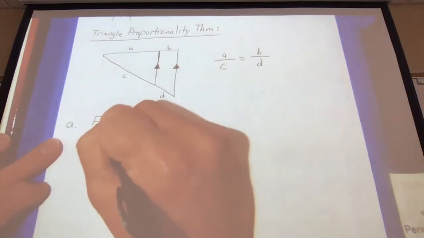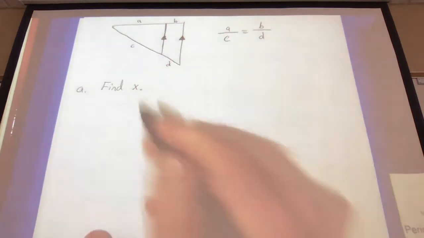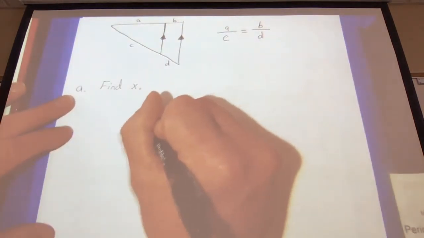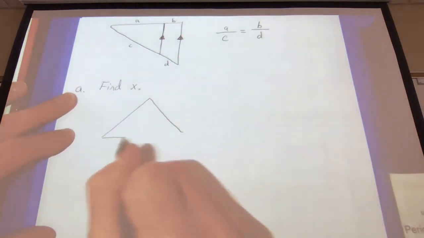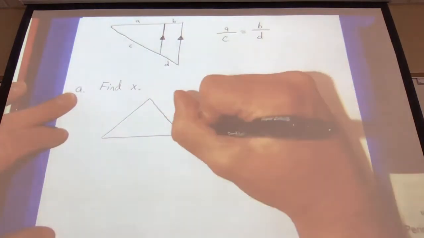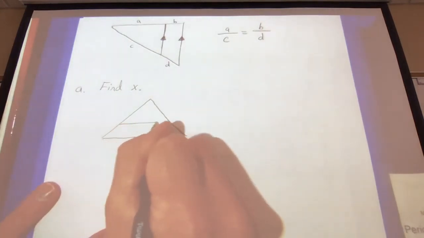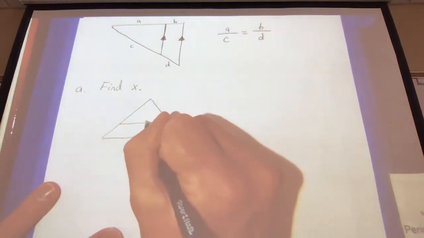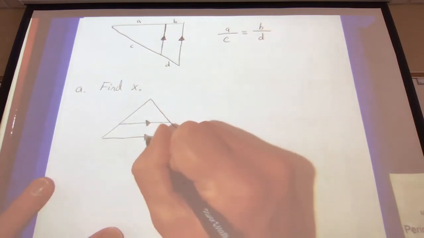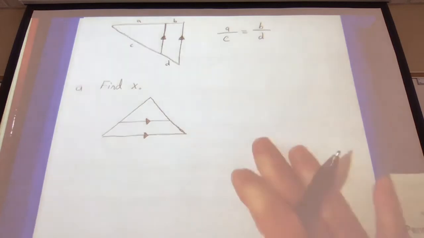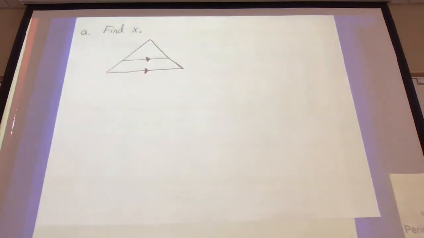Usually they're going to tell you to find x. My guess is if you have this on a test or quiz, you're probably just going to see one of them. It would be unlikely that you have more than that. So if this was a test or quiz, you might expect to see one of these on the test or the quiz.